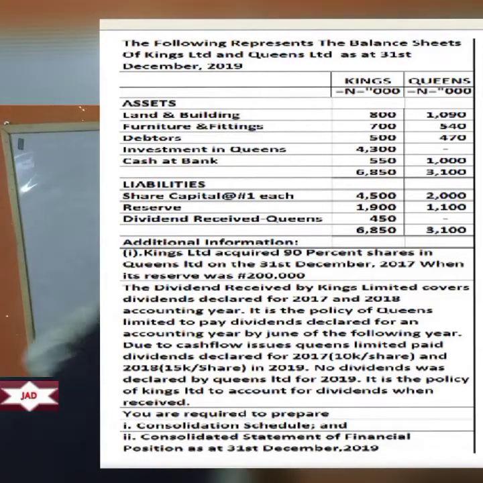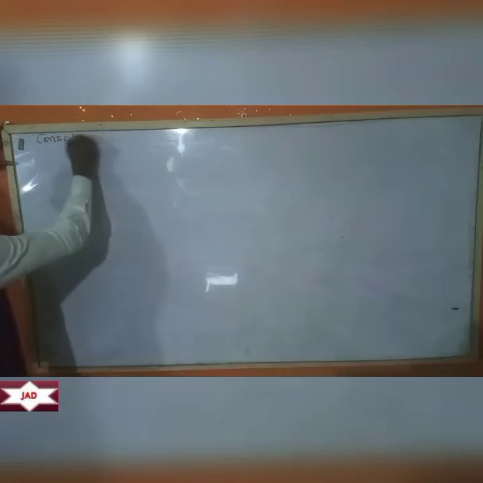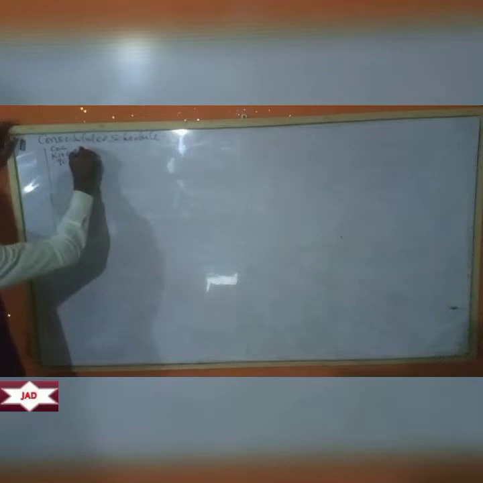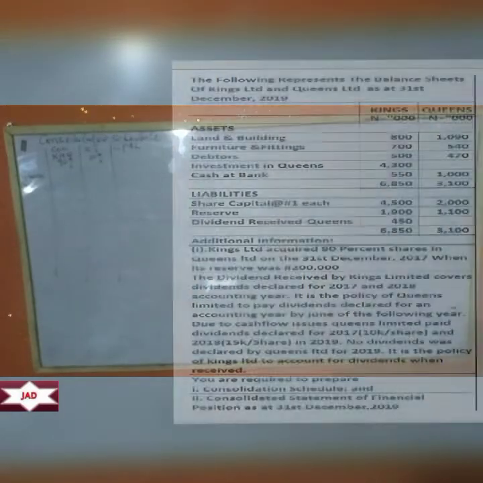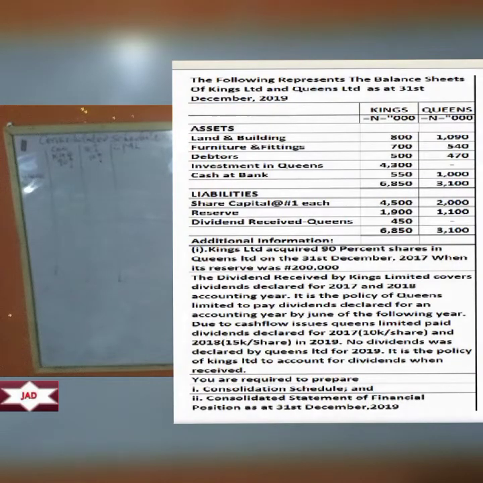So let's proceed here. We say consolidated schedule. Don't forget, it goes like this. We have cost of control, which is Kings in Queens, 90%. And then here we have minority interest, which is 10%. And then we now have consolidated profit and loss. So what's the item that we have? Queens. What's the share capital according to the question there? Share capital is what we have, 2 million.